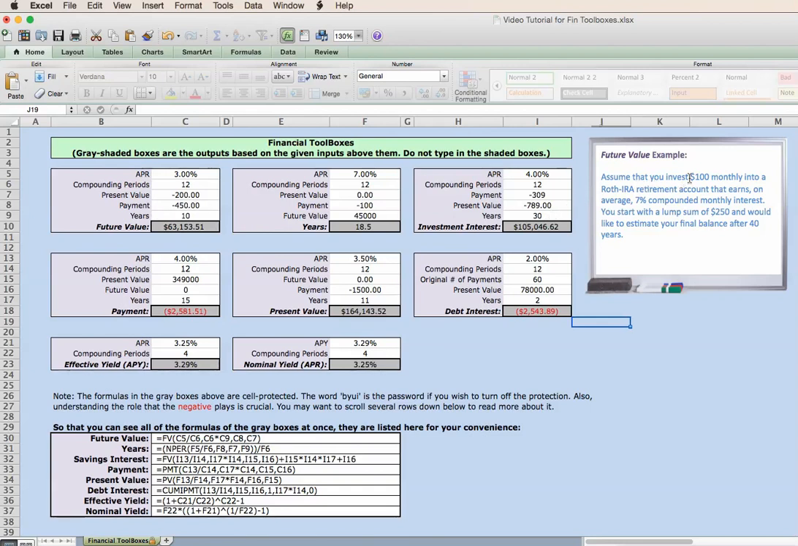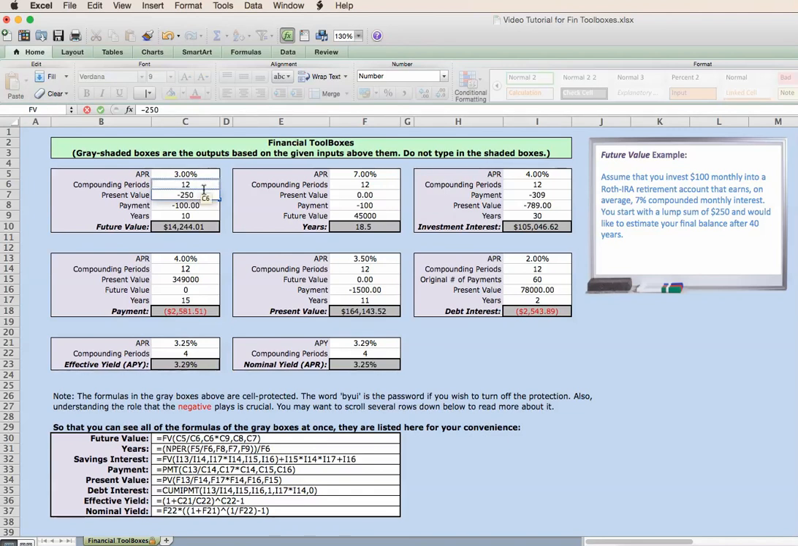So assume that you invest $100 monthly into a Roth IRA retirement account. So that would obviously be a payment. Now, you could type in $100 as a positive, but a good practice to start to get into is think of it as the outflow, in this case being negative $100, because it's going to be money that leaves your budget as an outflow. And in addition to that $100, I notice here, it says a lump sum of $250. And so that lump sum of $250, it too would be an outflow. So I'm going to make it likewise a negative.